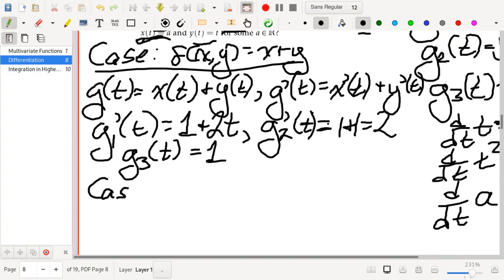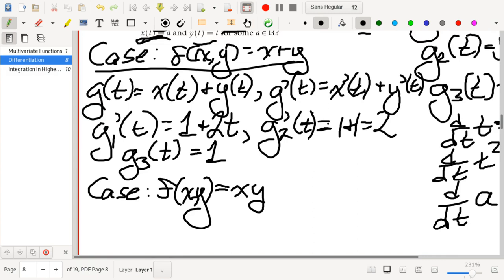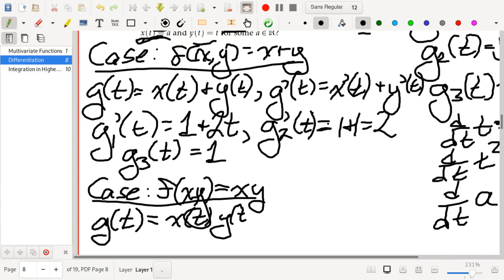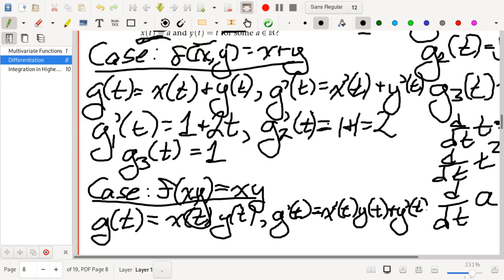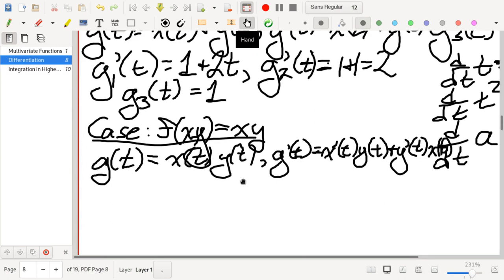The second case, where f of x, y is x times y. All right, so in this case, g of t is x of t times y of t. And so that means that for g prime of t, we need to use the product rule. And we're going to say that this is going to be x prime of t times y of t, plus y prime of t times x of t.